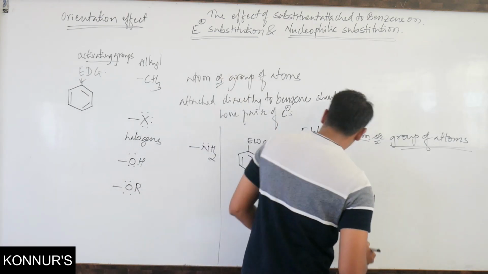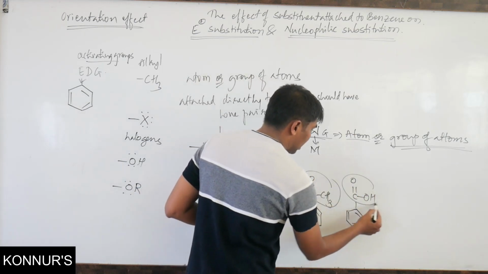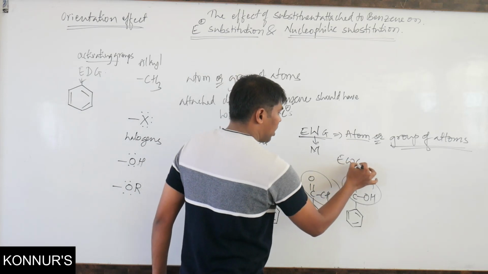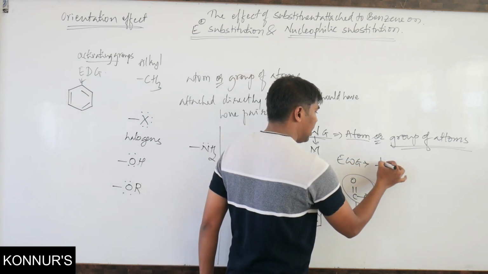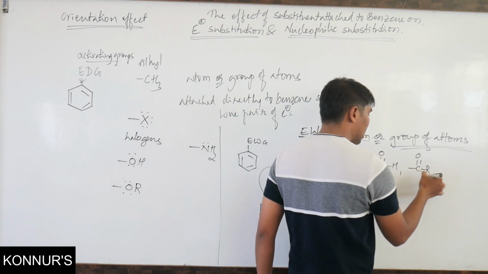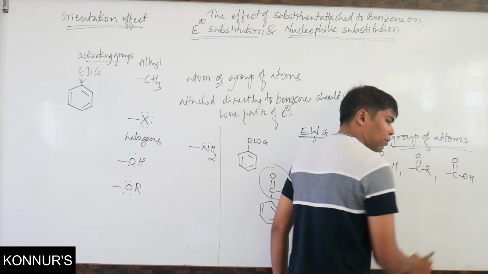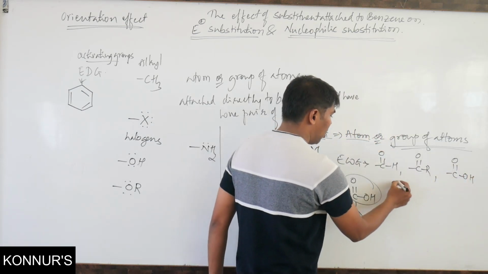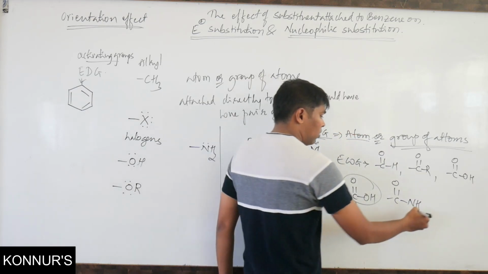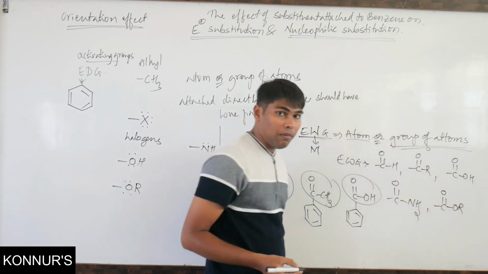And as I already told, this is the electron withdrawing group in general. Electron withdrawing groups can be C double bond OH, that is aldehydic, C double bond O R, that is ketonic group, C double bond O OH, that is a carboxylic acid. You can take C double bond O NH2, that is an amide, and you can also take the C double bond O OR, that is an ester kind of compound.